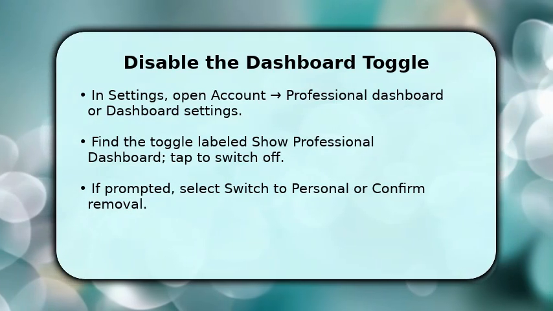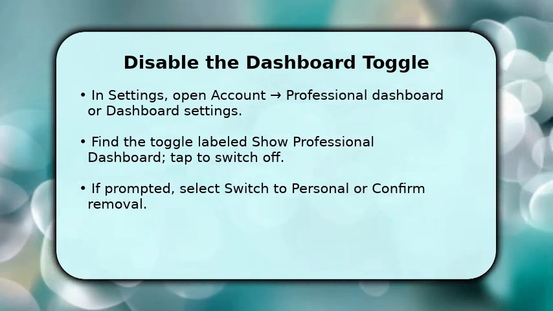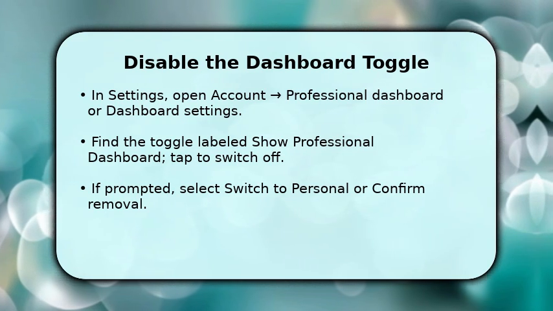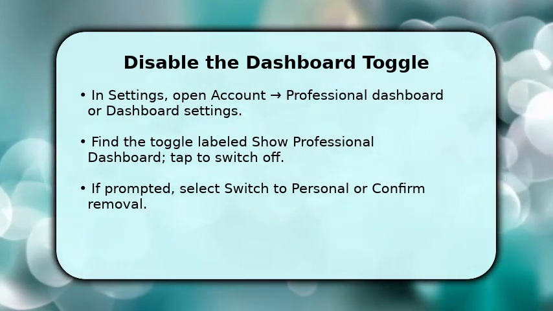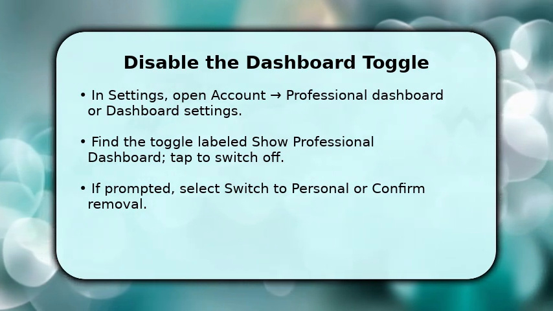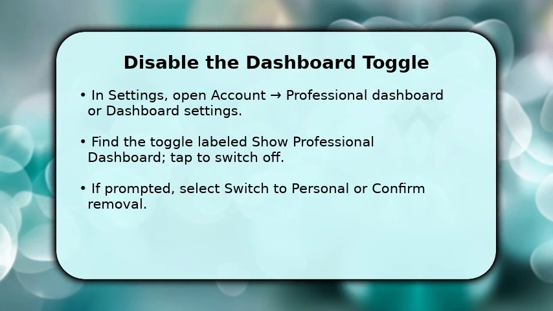You'll now go into Account and choose Professional Dashboard or Dashboard Settings. Find the toggle that says Show Professional Dashboard and tap it to turn it off. This action removes the persistent dashboard panel. If Instagram prompts you for confirmation or offers to switch your account, choose Switch to Personal to finalize removal.